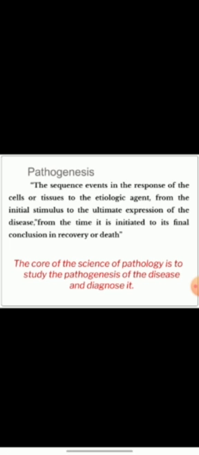Now what is pathogenesis? It is the sequence of events in response of cells or tissue to an etiologic agent, from the initial stimulus to the ultimate expression of the disease. The core of the science of pathology is to study the pathogenesis of the disease and diagnosis. So the role of pathology is to study the etiological agent, the process it has produced in the organ or system because of that etiology, that is pathogenesis, and because of this pathogenesis, what type of changes in the cell as well as in the serum or blood have taken place, so you can diagnose that disease condition. So that is the role of a pathologist.